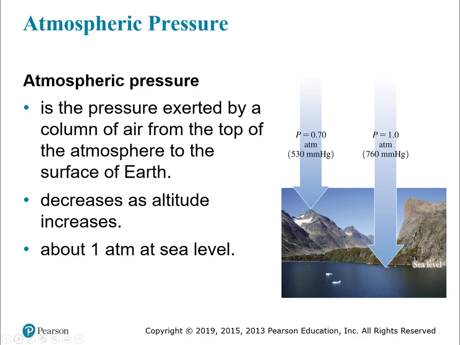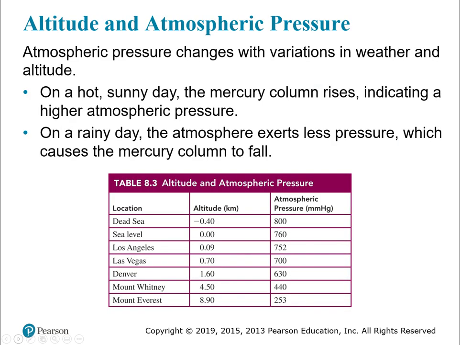We said that the atmospheric pressure is just the pressure that's exerted on us by all the gases in the atmosphere. As you increase in altitude, that atmospheric pressure decreases. At sea level, which is about where we are, if you are in North Carolina, aside from being in the mountains, of course, the atmospheric pressure is about one atmosphere. And that pressure changes with variations in weather, hence the barometer. On a sunny day, there's a slightly higher atmospheric pressure. On a rainy day, there's slightly lower.